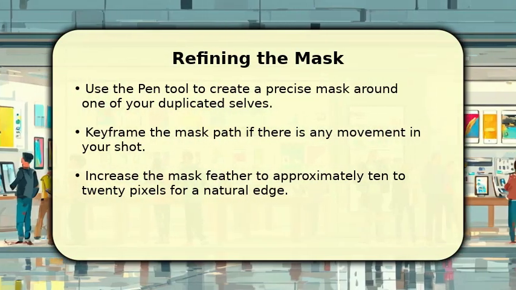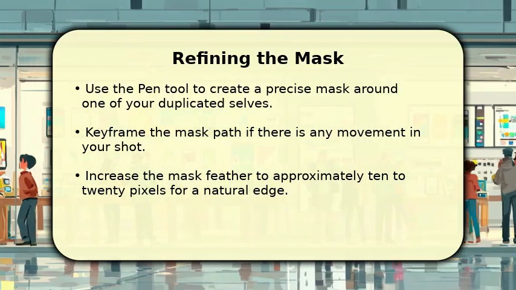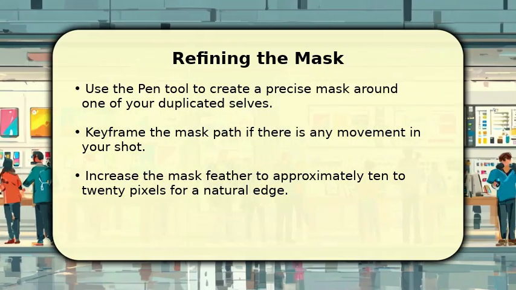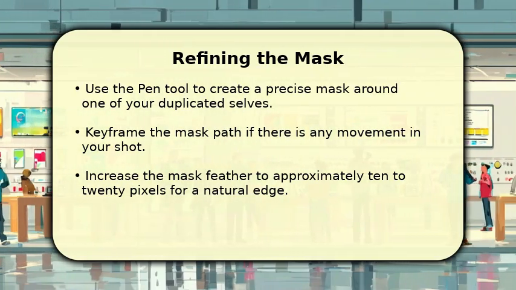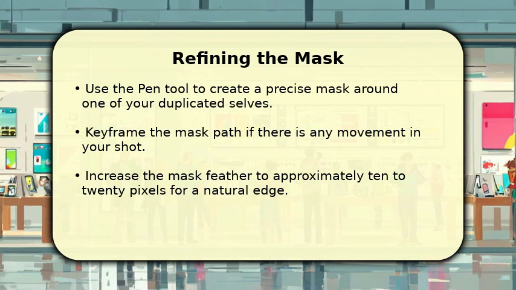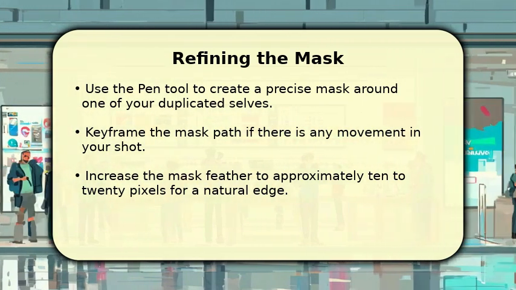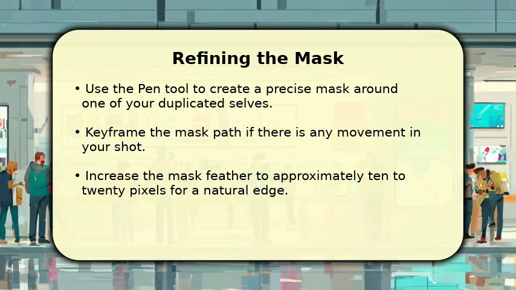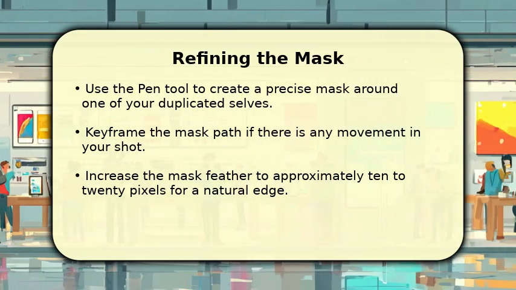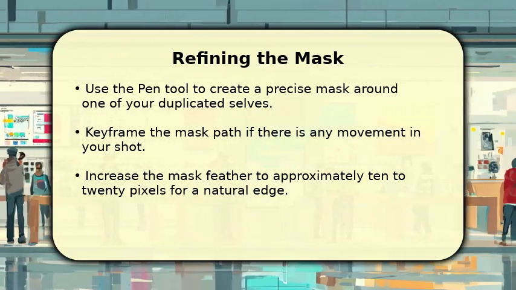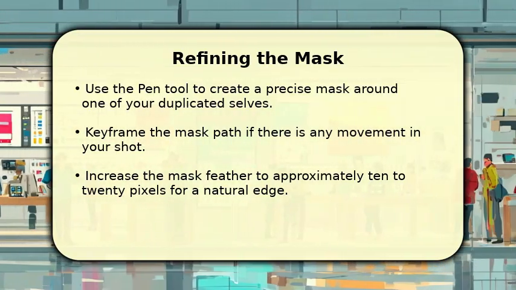Now, let's refine that mask for a perfect blend. Using the pen tool within the effects controls, draw a precise mask around one of your duplicated selves. If there's any slight movement, remember to keyframe the mask path over time to maintain accuracy. Crucially, increase the mask feather to around 10 to 20 pixels. This soft edge will help seamlessly blend the two clips, making the duplication appear natural and convincing.